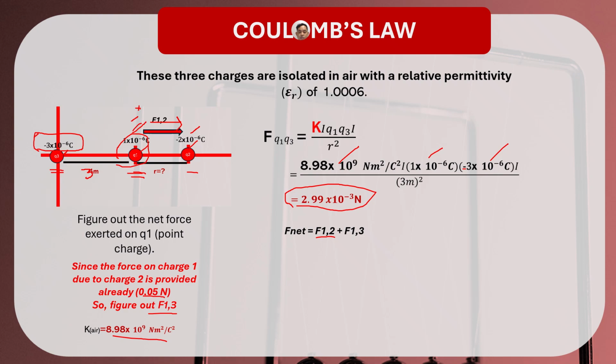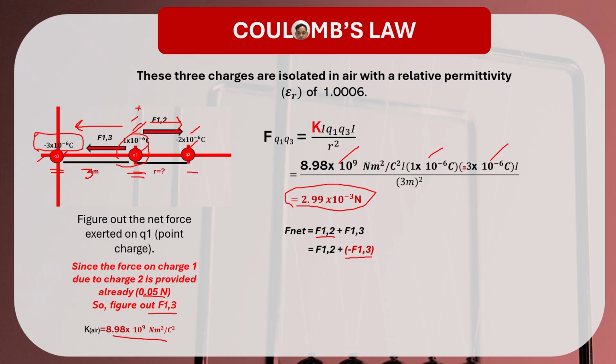Meanwhile, the force on charge 1 due to charge 3. Charge 1 is positive, charge 3 is negative. So charge 3 will pull the positive charge 1 towards it. So the direction will be going to the left. In this case, we will make it negative here. As you notice, I highlighted it. So it's negative now. It's just the direction, okay?